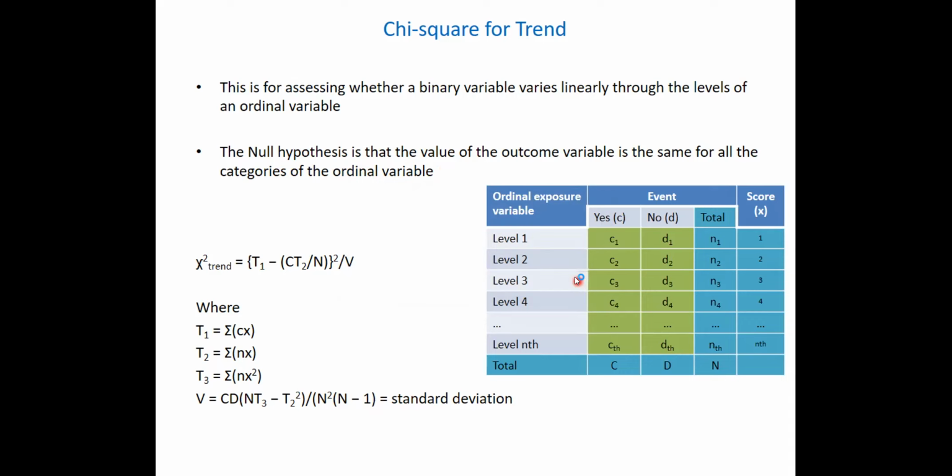Of course, the null hypothesis says there is no association, there's no change. All of them, that is, the outcome variable is the same for all the different categories. That's what the null hypothesis will say. But the alternative hypothesis will say, no, it's not the same. In fact, it goes with the trend. It either decreases along the trend or increases along the trend.